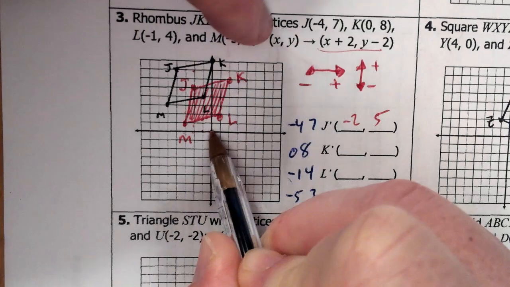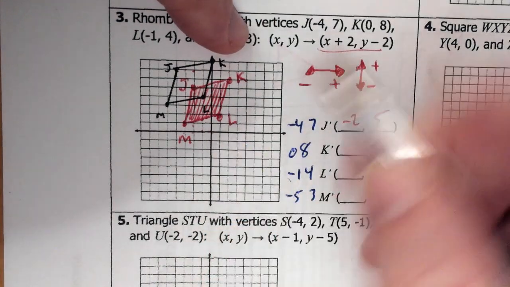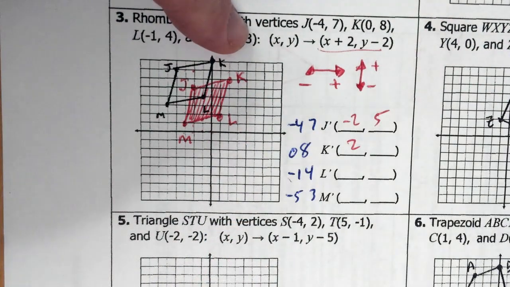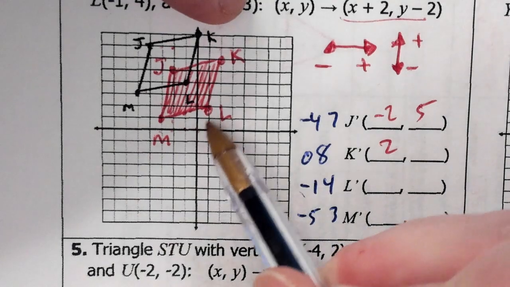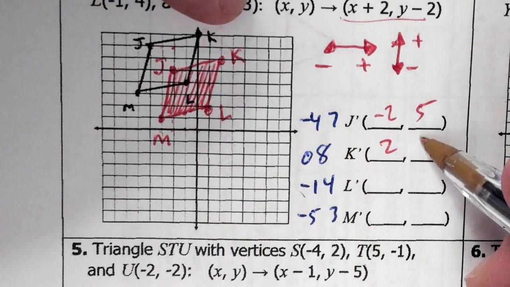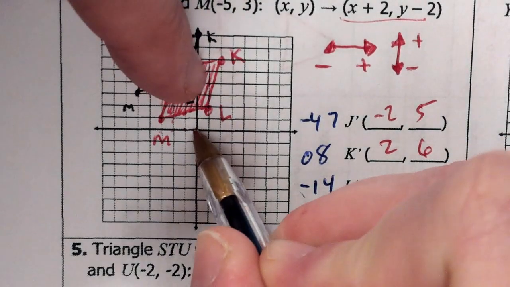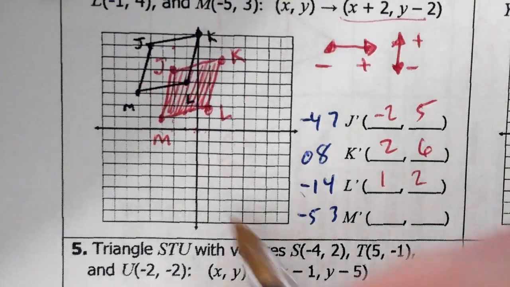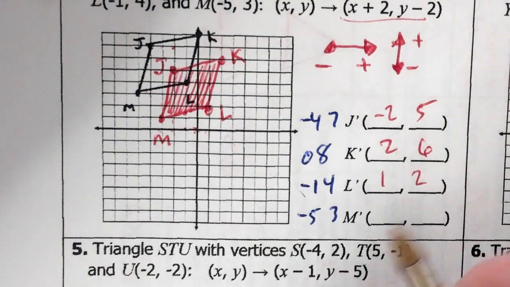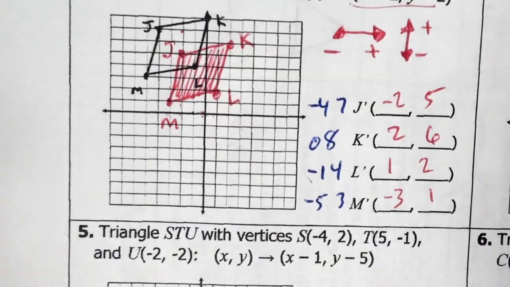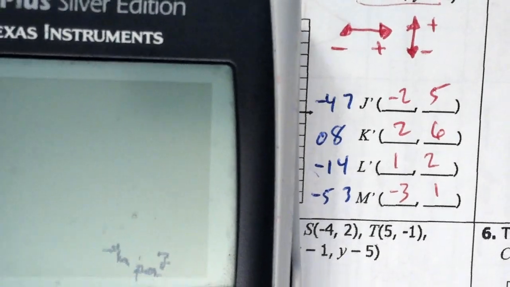All right, so your K was +2. And I always say positive or negative first, so let me zoom in a little more. So that was +2, +6. Your L was +1, +2. And your M was -3, +1. So now I'm going to double check my answers. Okay, zooming back out a little bit.